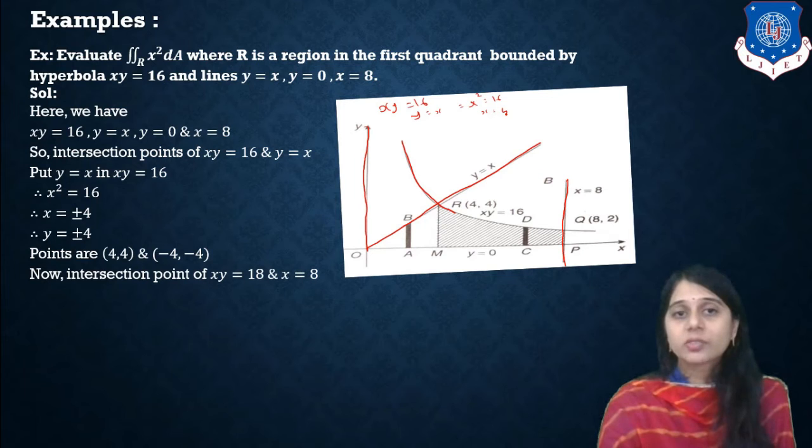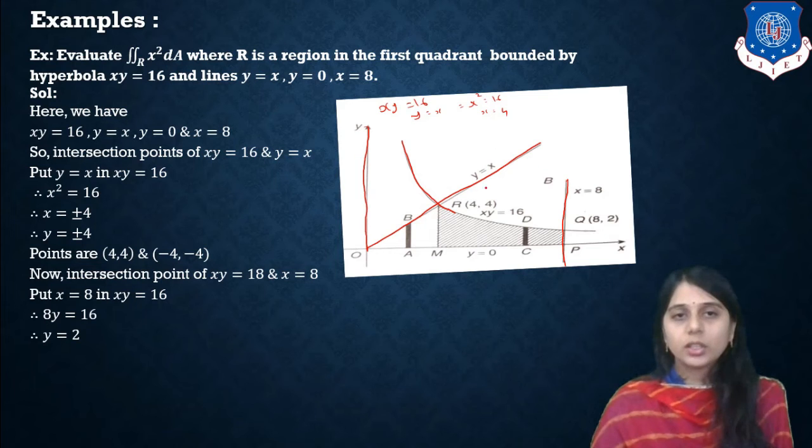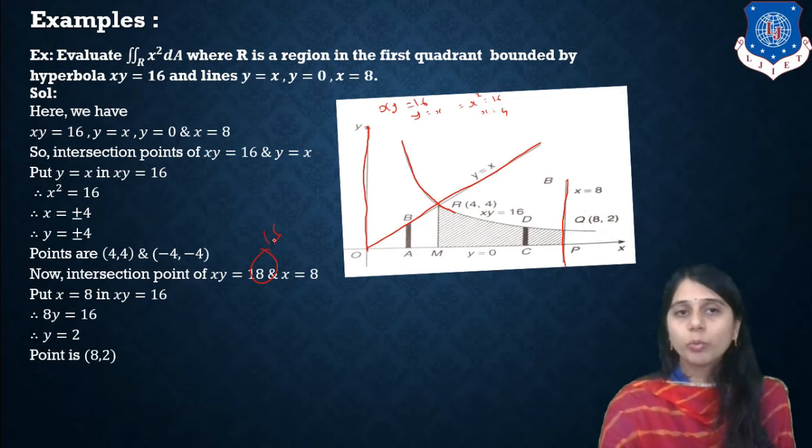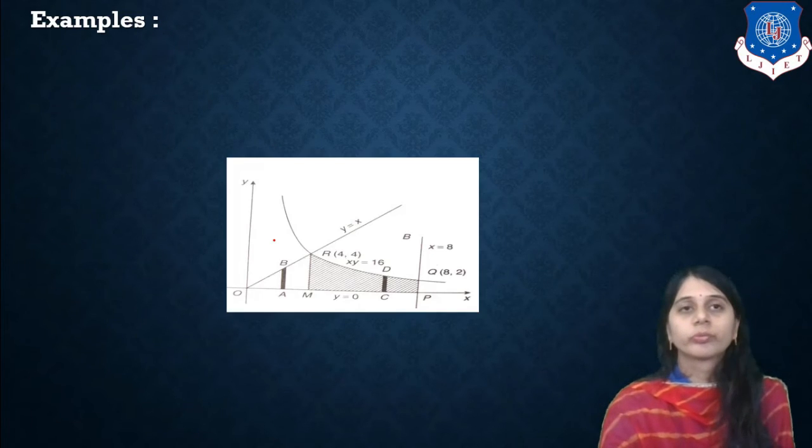Now the intersection of xy equal to 16 and x equal to 8. So x equal to 8 and xy equal to 16, we get 8y equal to 16. Here it is not 18, it is 16. Okay. So y equal to 2. We get a new point 8, 2.